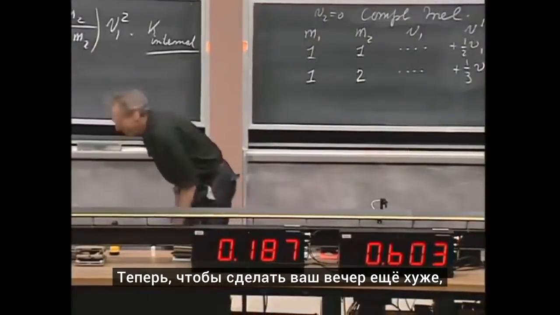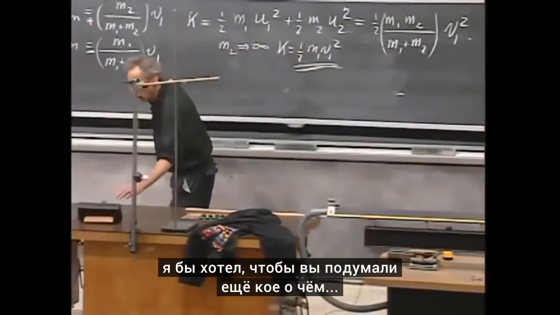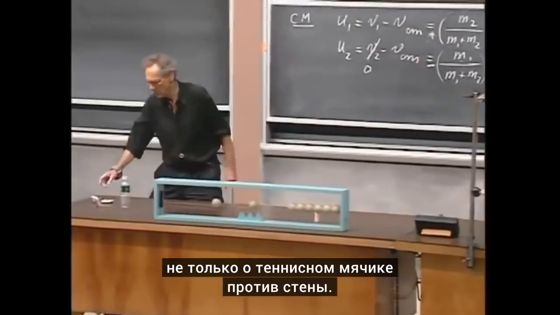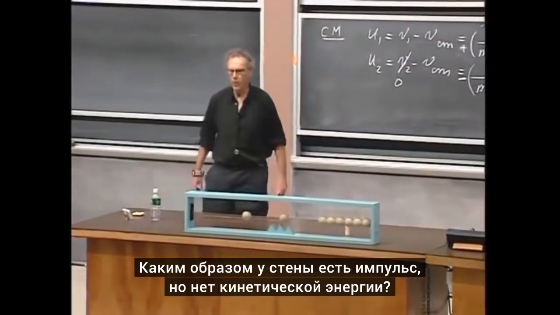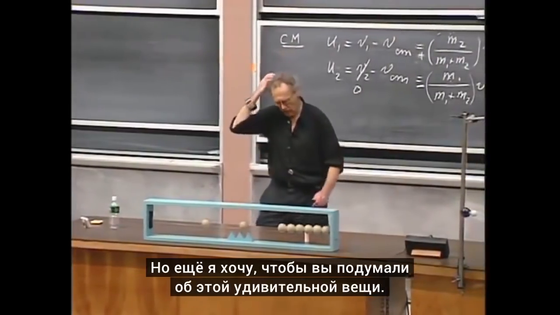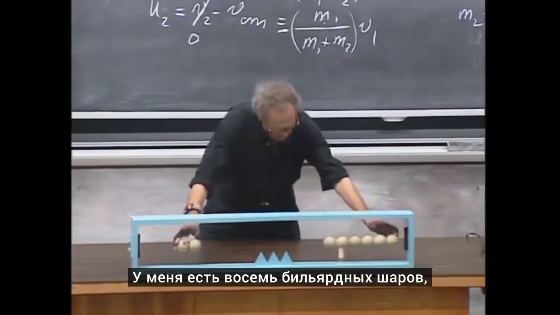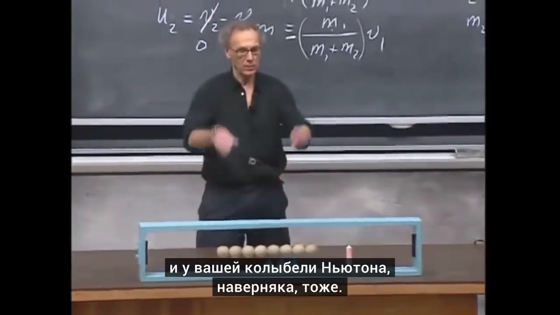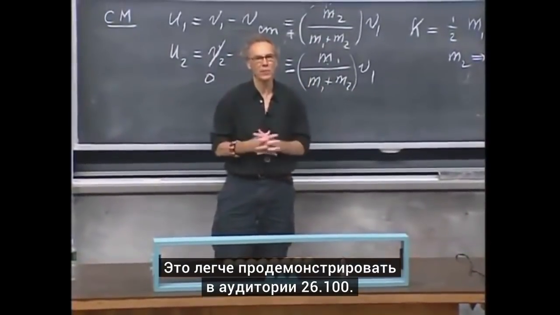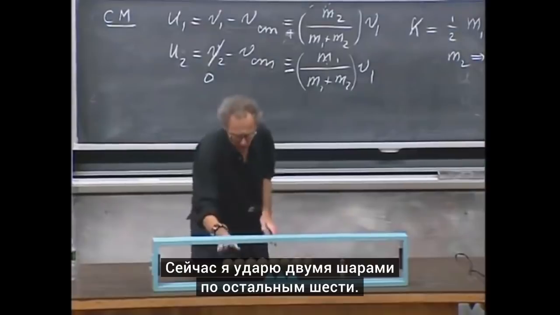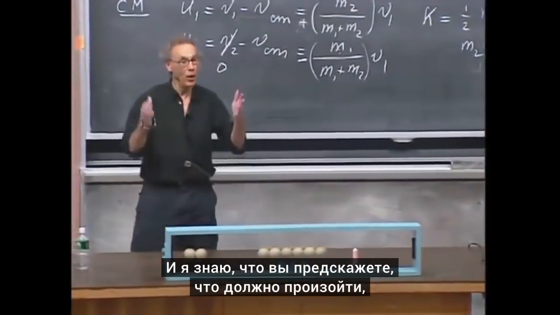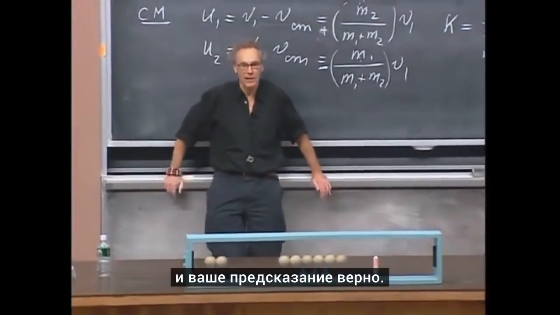Now, to make it worse for you tonight, I would like you to think about something else. Not only about the tennis ball against the wall, whereby the wall has momentum but no kinetic energy, but now I would like you to think about this amazing thing. I have 8 billiard balls here, and your Newton cradles probably also have 8 balls hanging from pendulums. This is easier to demonstrate in 26.100. Now I let 2 balls bang onto the other 6. And I know that you predict what's going to happen, and your prediction is correct.